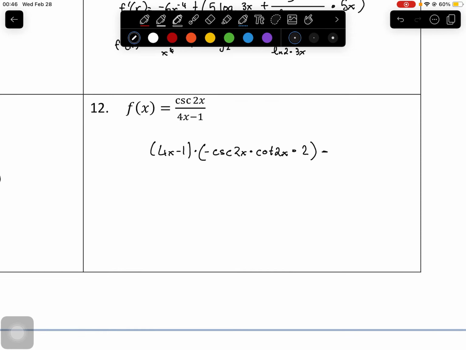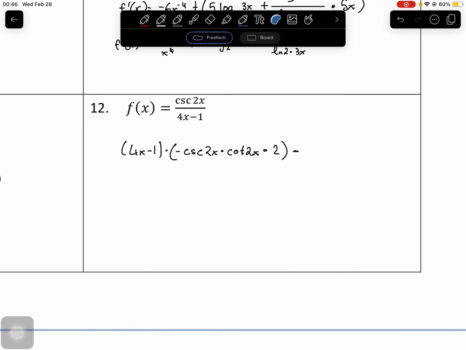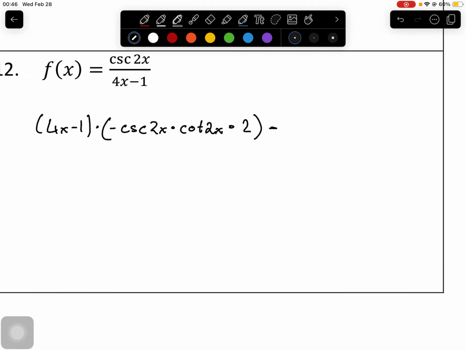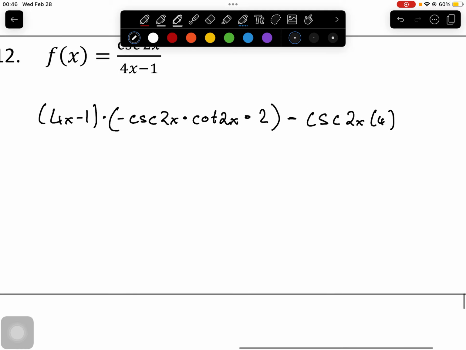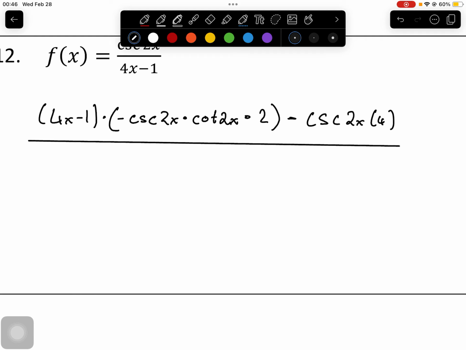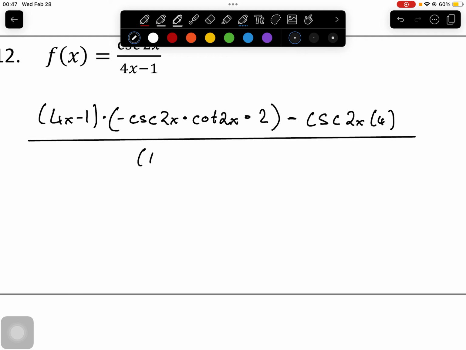times the derivative of 2x, which is just 2. Subtract that. Here, let me just quickly move this 2 right there. Minus cosecant 2x. And then the derivative of the bottom is basically just 4. Okay, so all over, can't forget that, all over 4x minus 1 squared.